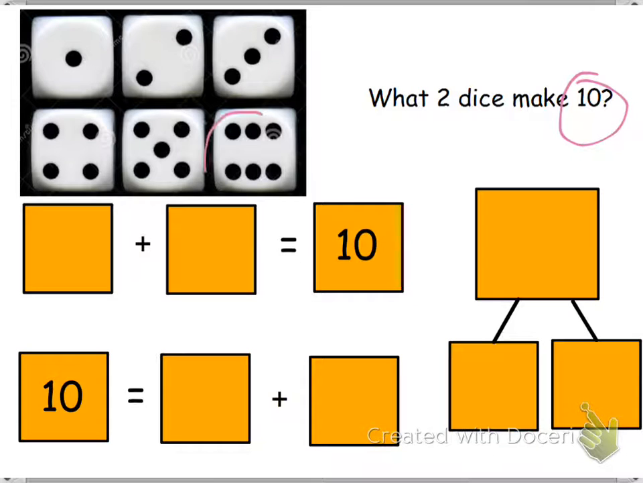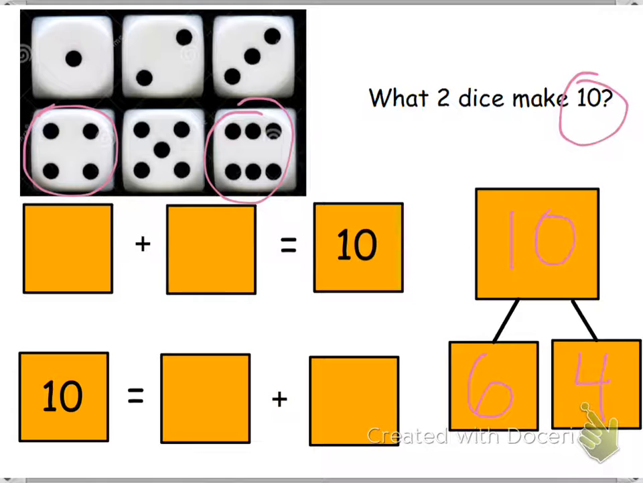So now what about 6 plus 4? So put up 6 fingers and then 4. Well, 6, 7, 8, 9, 10. Well, yep, that works. So we know that 6 and 4 make 10. So 6 and 4 are our parts, and they make up 10, which is our whole.